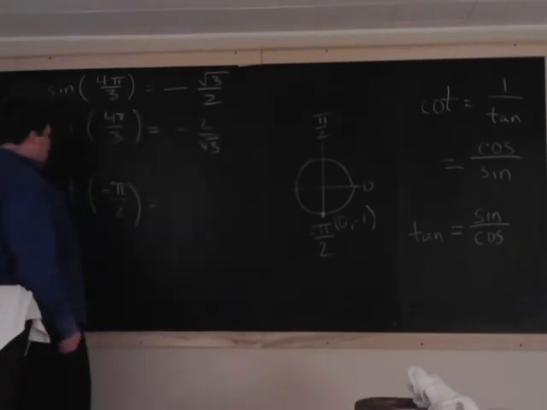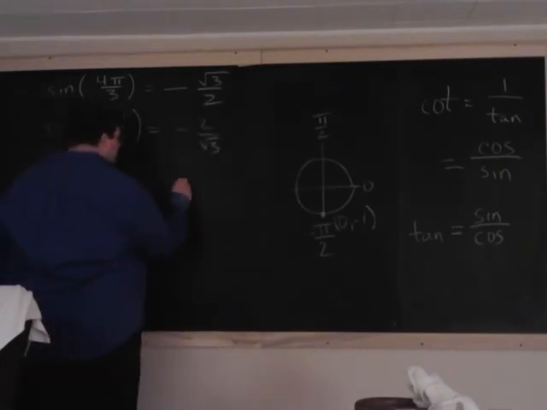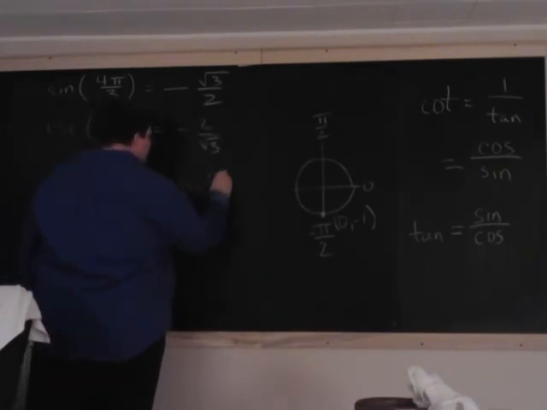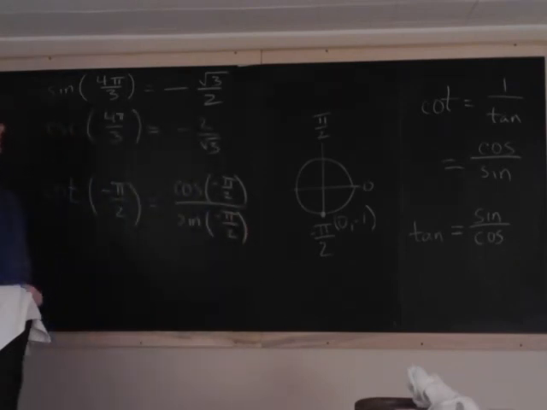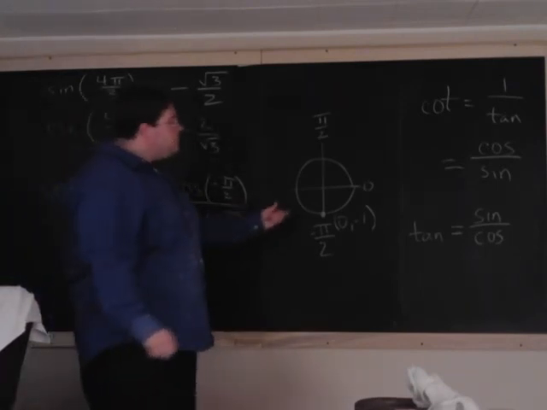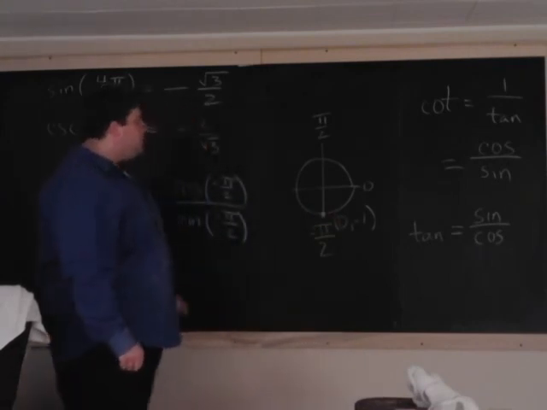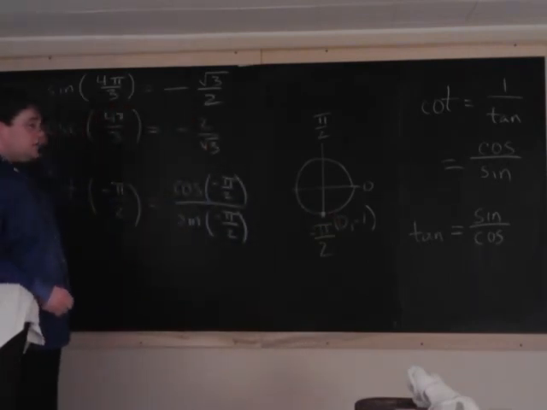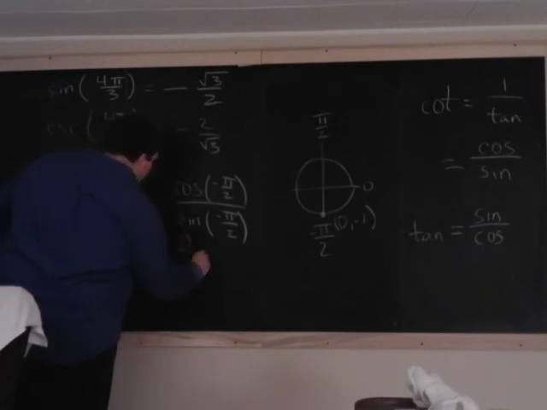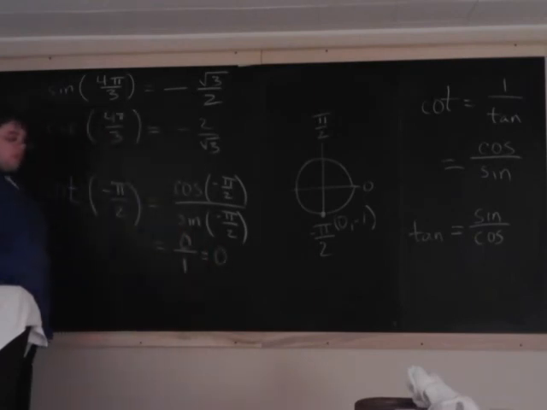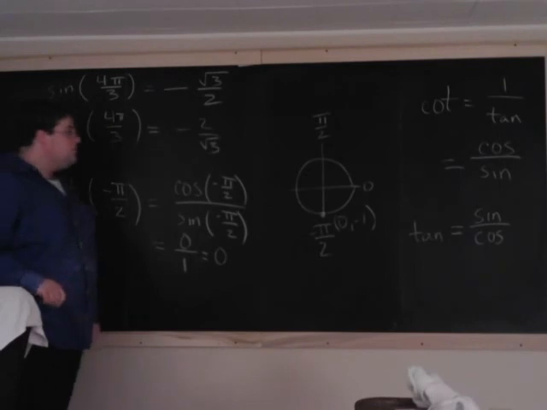So if we want cotangent of negative pi over 2, well, all we have to do is find cosine of negative pi over 2 and divide it by sine of negative pi over 2. And we have both of those numbers by the unit circle. Remember, cosine is the x-coordinate, sine is the y-coordinate. So it's 0 over 1, which is a fraction that reduces to 0.